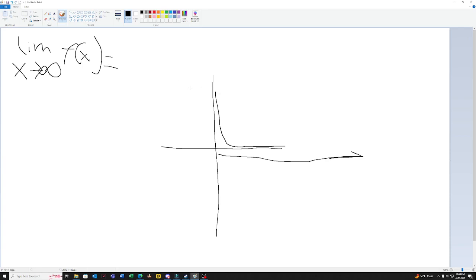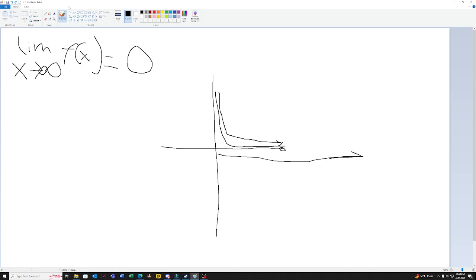Now we can see that the graph goes down. As x gets bigger and bigger, the graph is getting closer and closer to the x-axis, which means that the y value is getting closer and closer to 0. So anytime it's asking for a limit as x approaches infinity or negative infinity, it's basically just looking at the ends of the graph. What does the end of the graph appear to be doing?